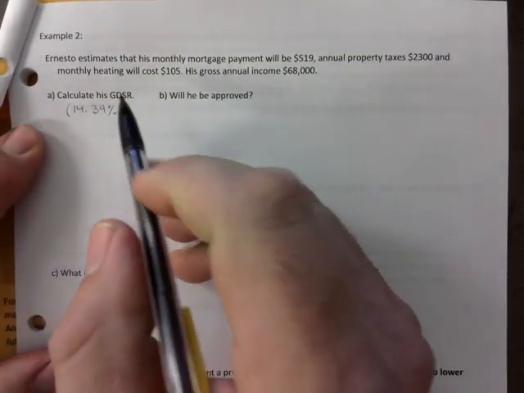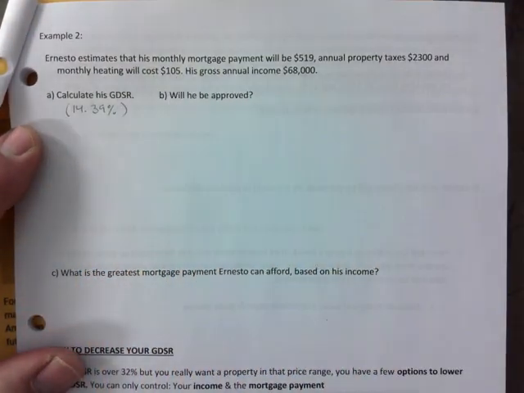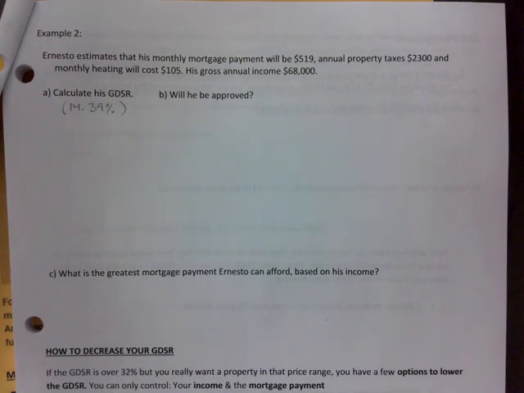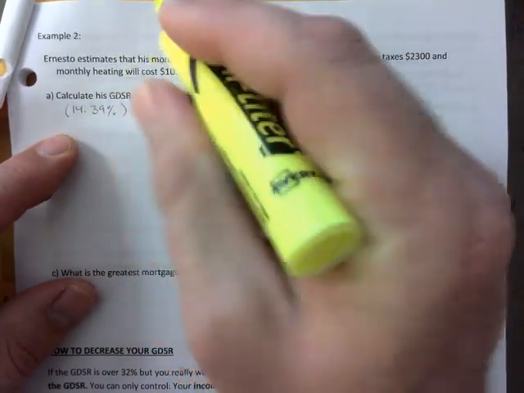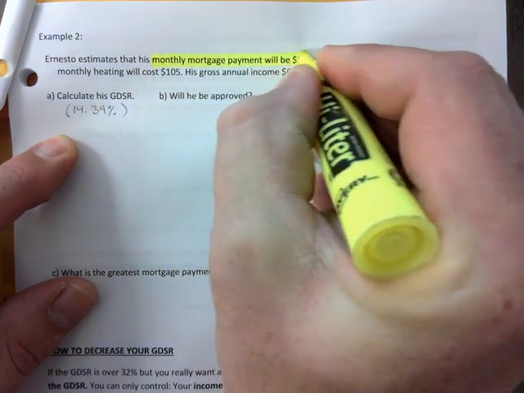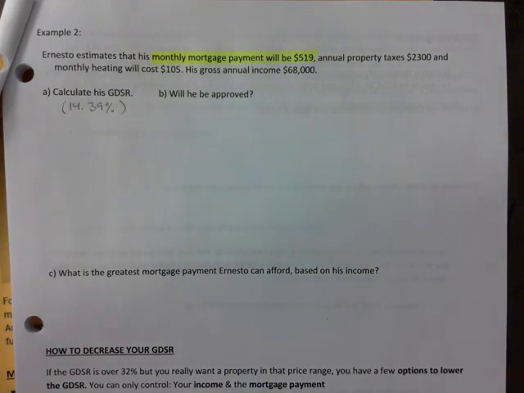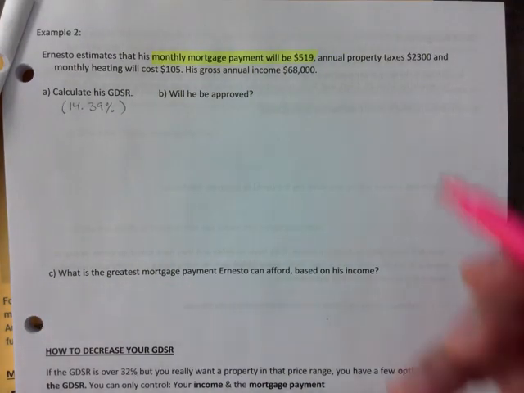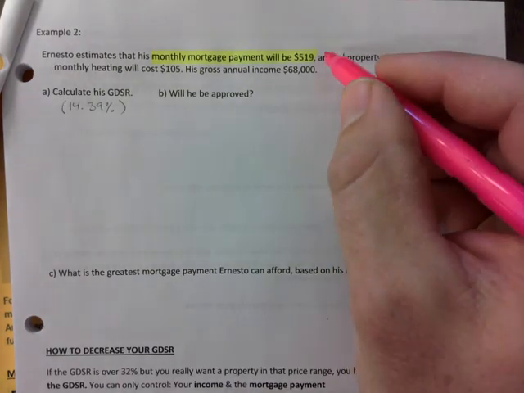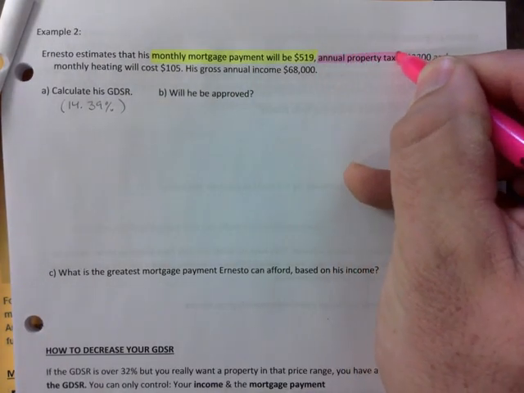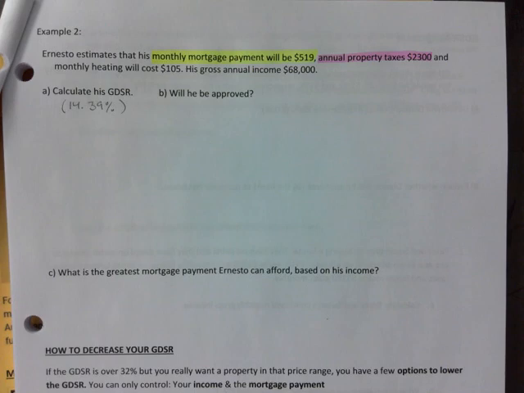So Ernesto estimated his monthly mortgage payment is $519. I'm going to highlight that. Hey, it says monthly, right? Yay. That's exactly how we want it. We want everything in monthly amounts. What does it say next? The annual property taxes. We don't like that too much. We need to do something with it.